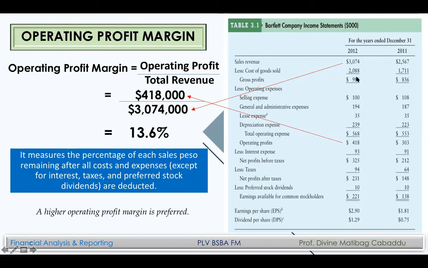Kung kanina, ang ibinawas pa lang natin ay puhunan, when computing for the operating profit margin, hindi lang yung puhunan ang ibabawas natin, kundi pati yung mga operating expenses. So 418,000 divided by your net sales revenue, so that's 13.6%. Okay? So alin na mas mataas, gross profit margin or operating profit margin? Definitely yung gross profit margin kasi ang binawas pa lang doon puhunan. Pero once you deduct na, aside from the puhunan, you also deduct the OPEX, mas liliit na ngayon yung operating profit margin mo. A higher operating profit margin is preferred.